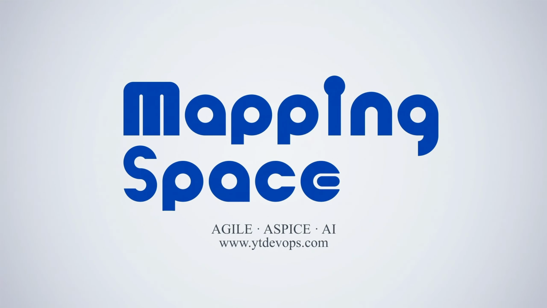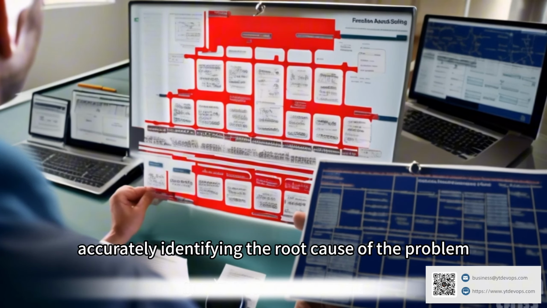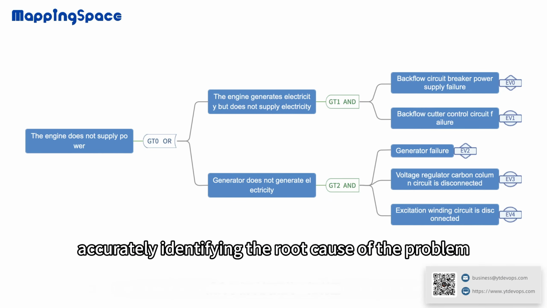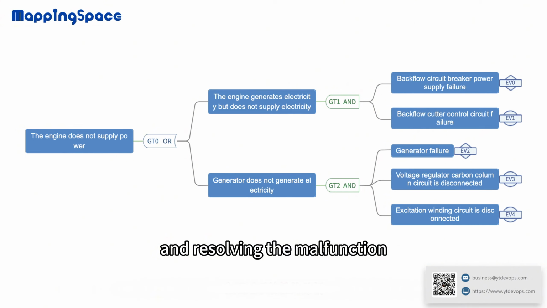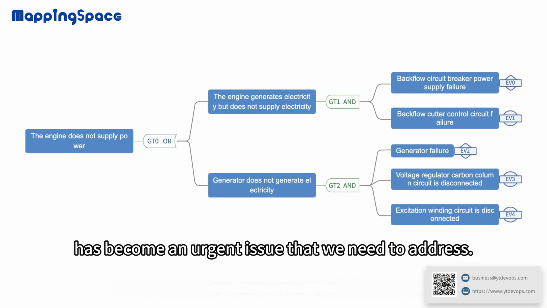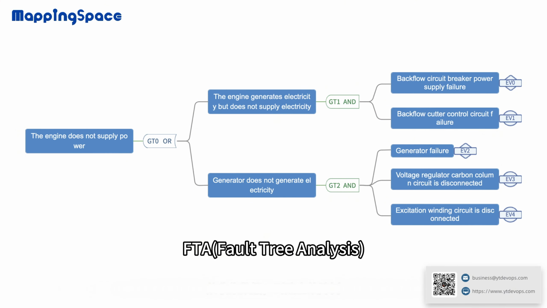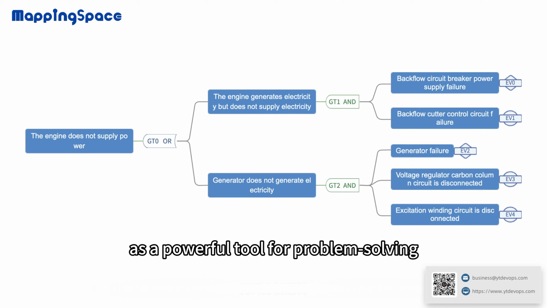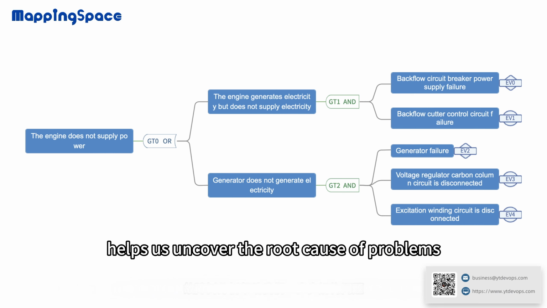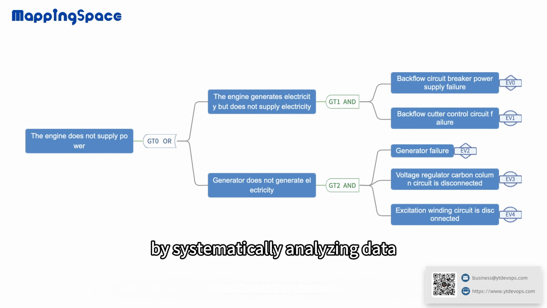In the era of rapid development of modern technology, our lives are surrounded by various devices and systems. However, when these devices malfunction, we often feel confused and helpless. Therefore, accurately identifying the root cause of the problem and resolving the malfunction has become an urgent issue that we need to address. Fault tree analysis, as a powerful tool for problem solving, helps us uncover the root cause of problems by systematically analyzing data.